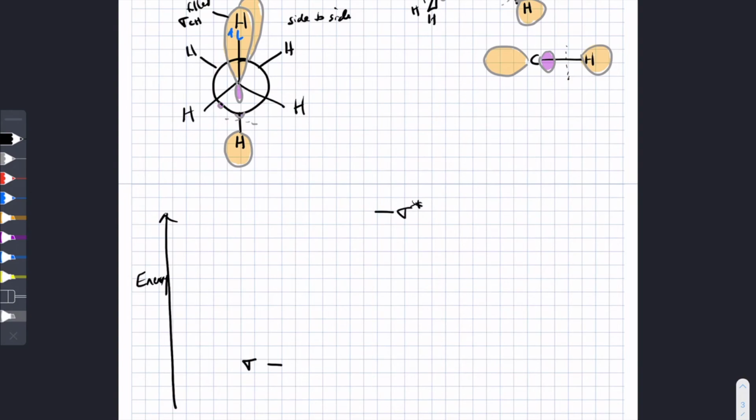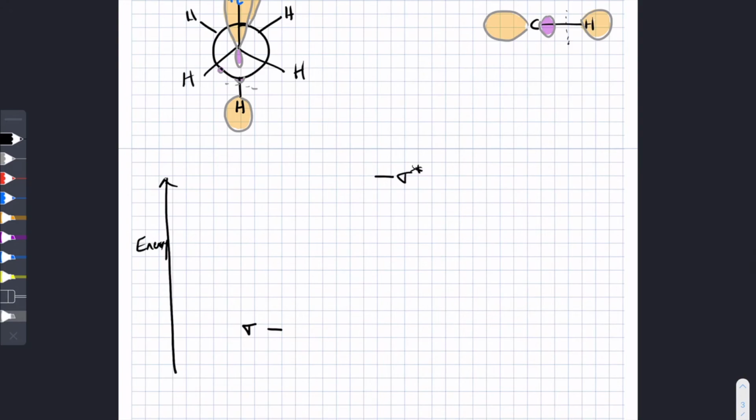Okay? Now, when orbitals are far apart in energy, they don't mix together very much. They mix together just a little bit. And what ends up happening is that the lower energy orbital moves down in energy, and it still looks mostly like a regular carbon-hydrogen sigma bond. And the higher energy orbital raises up only just a little bit, and it still looks like mostly a carbon-hydrogen sigma star.